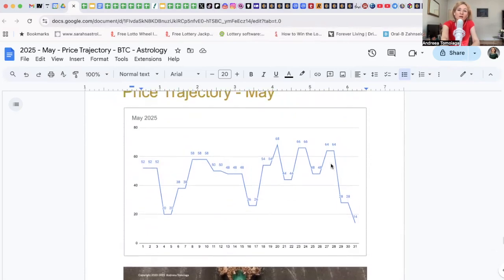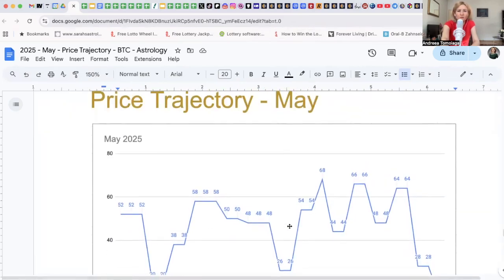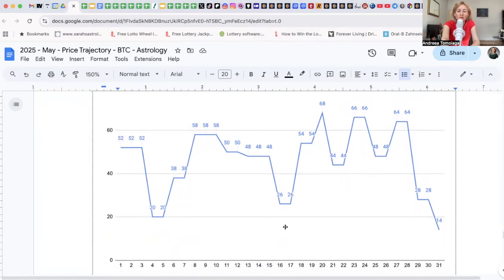So let's see where we have this price trajectory, and let me make it bigger for you to see. Here we have on the x-axis the days. So from the 1st until the 31st of May, we have 31 days in May. And we have this point system, which is about the planetary energy based on aspects and nakshatras. I did rules on how to consider it for a day. Again, in the introduction, I explained that, and it is like a point for a day.